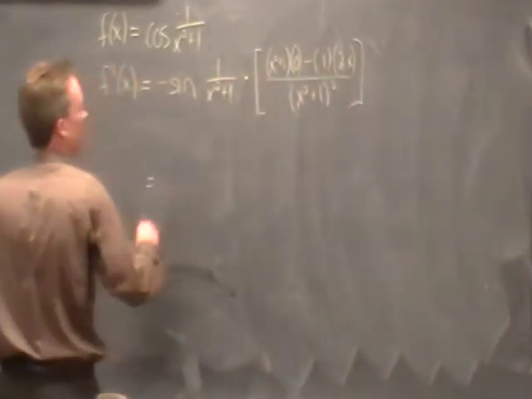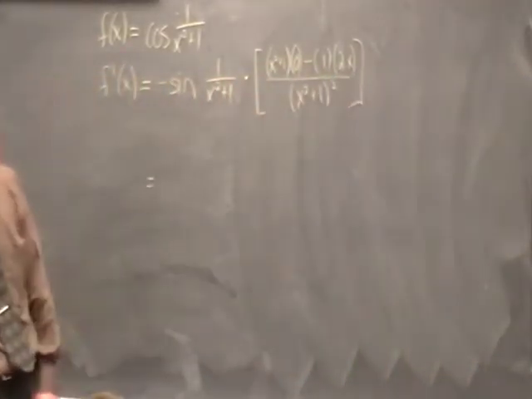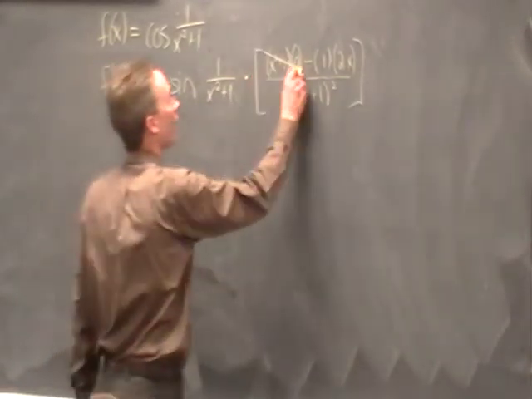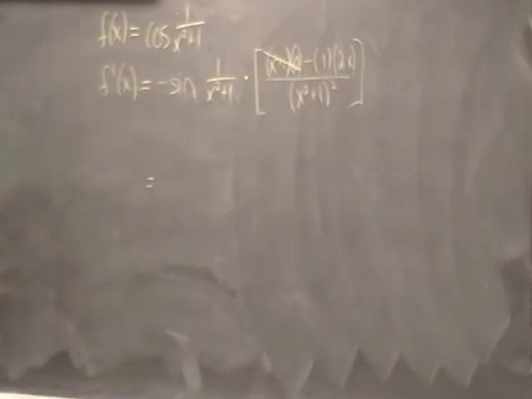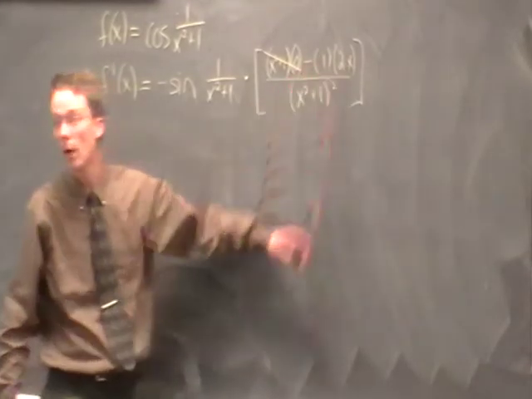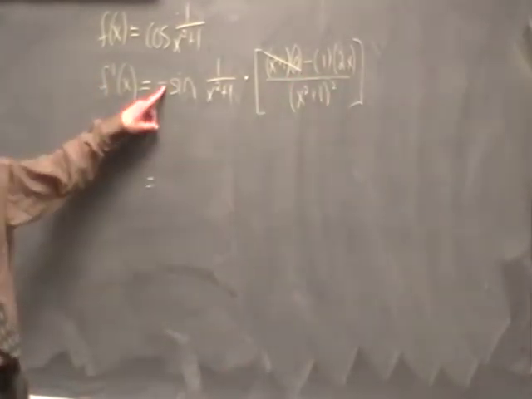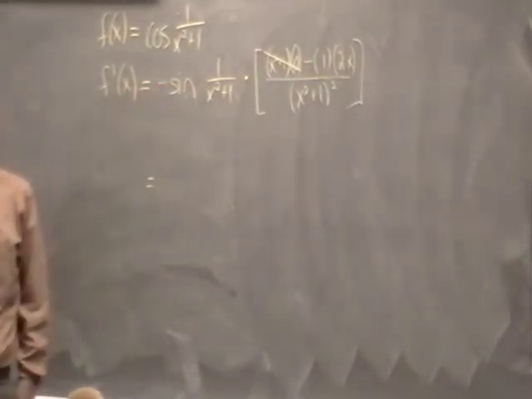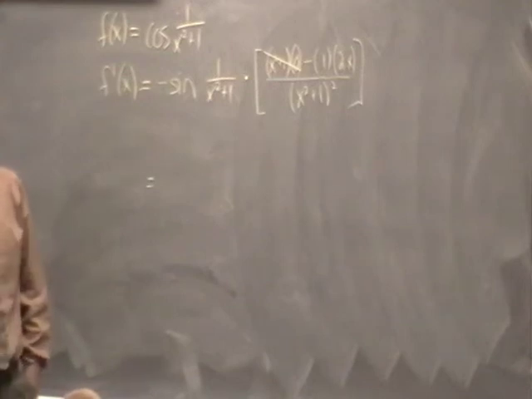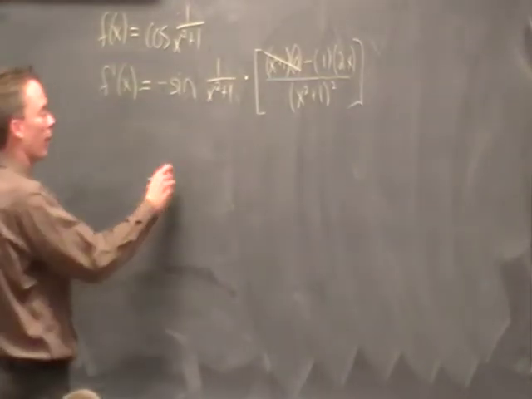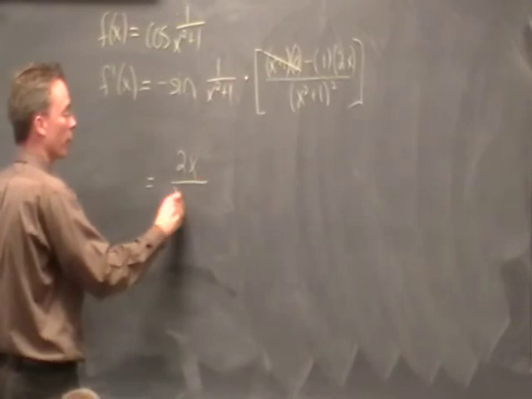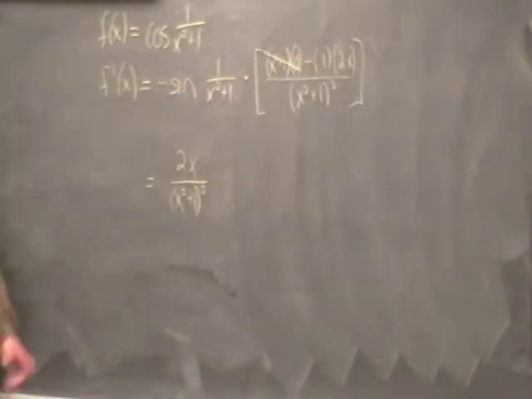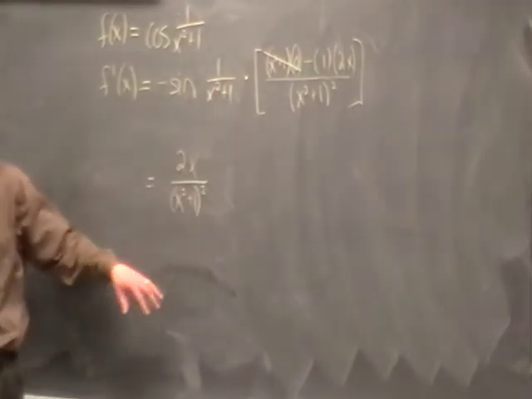Let's clean this up just a little bit here. How about this? That's gone, right? You've just got a negative 2x, and here you've got a negative out front. So ultimately, don't we just have a positive coefficient? So I could just call this 2x over x squared plus 1 squared times sine of all this other stuff.